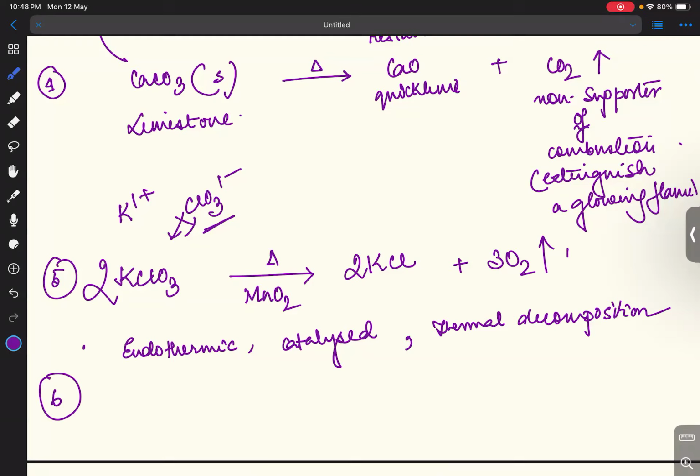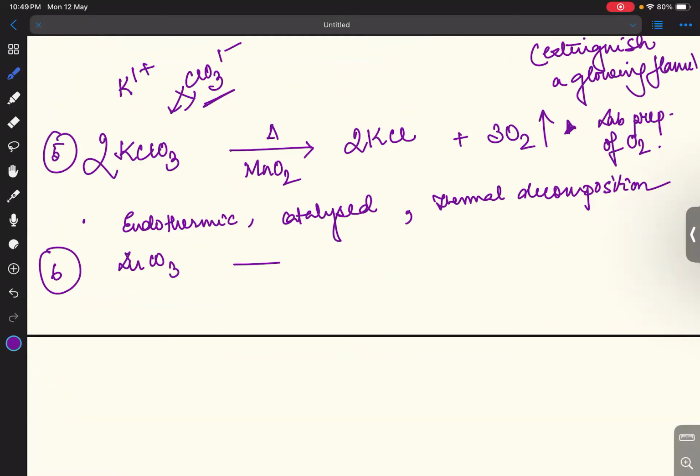So students, remember this particular reaction is used in the lab preparation of oxygen gas. It is one of the very important methods for preparing oxygen gas in the lab by decomposing potassium chlorate into potassium chloride and oxygen gas. Please remember this, where manganese dioxide is used as catalyst with potassium chlorate. Okay, the reaction is used for the lab preparation of oxygen gas. What about the next one?